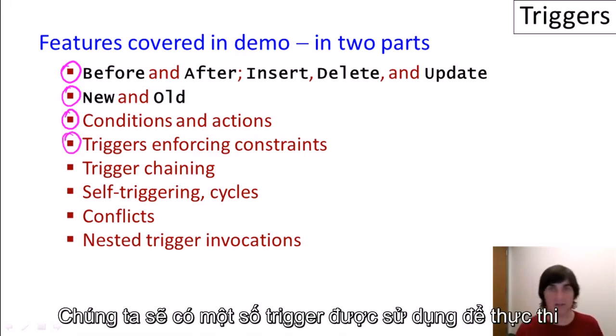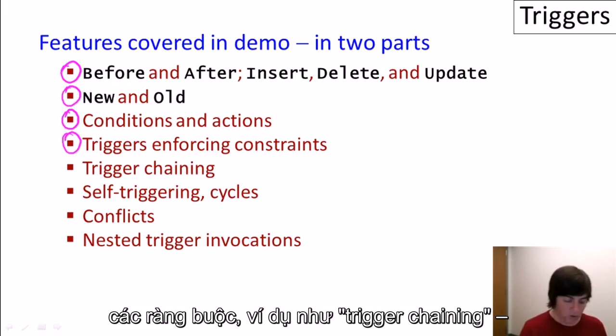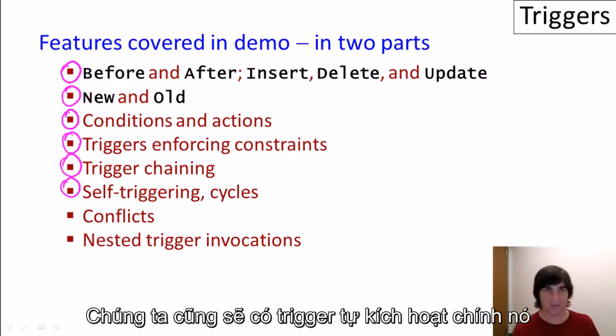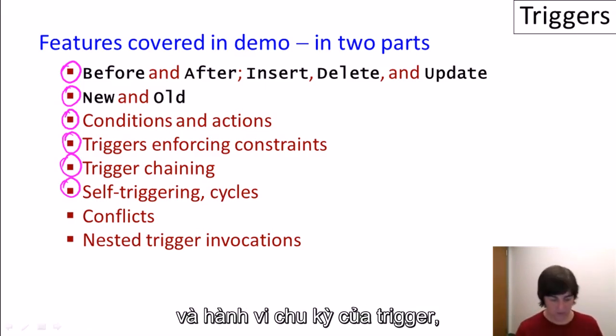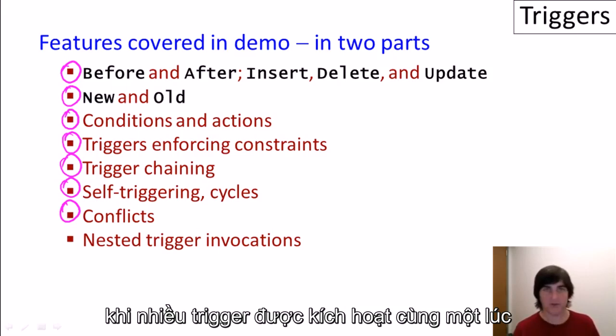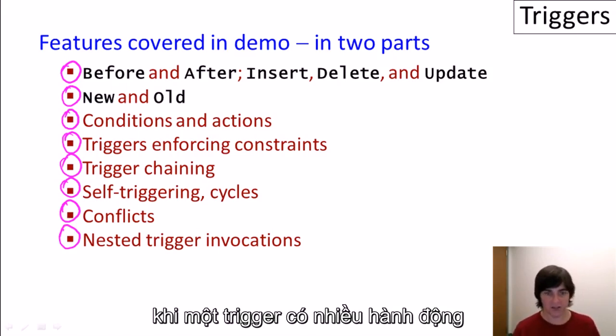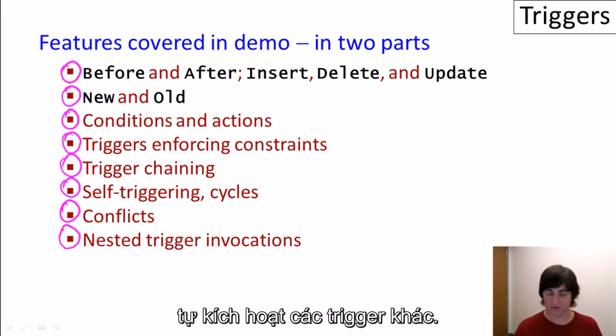We'll show some triggers that are being used to enforce constraints. We'll show trigger chaining, where the execution of one trigger activates another trigger. And we'll show triggers that activate themselves and cyclic behavior of triggers, conflicts when multiple triggers are activated at the same time, and finally nested trigger invocations when a trigger has several actions which themselves activate other triggers.